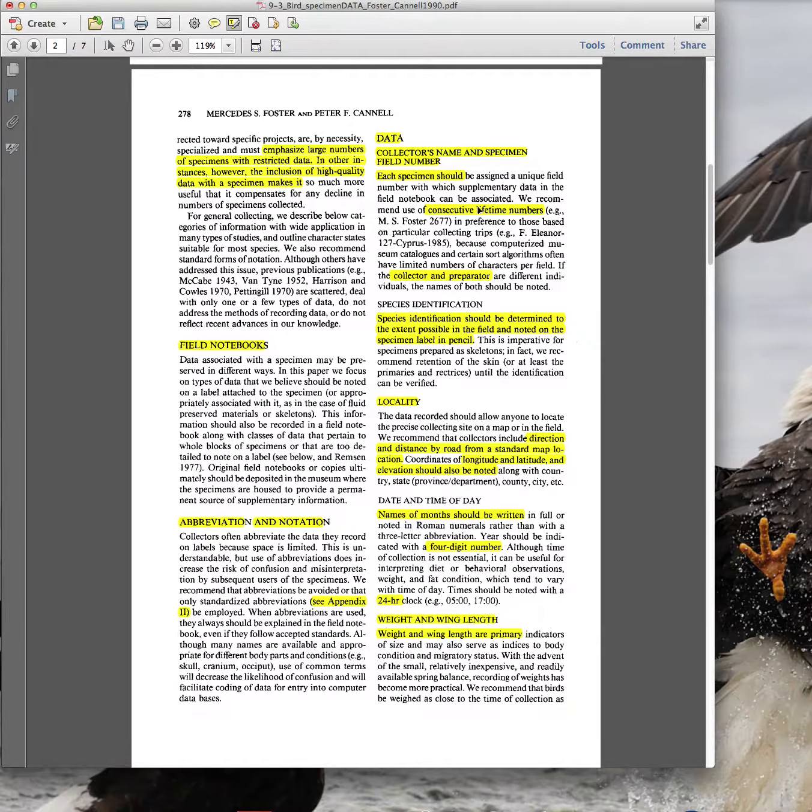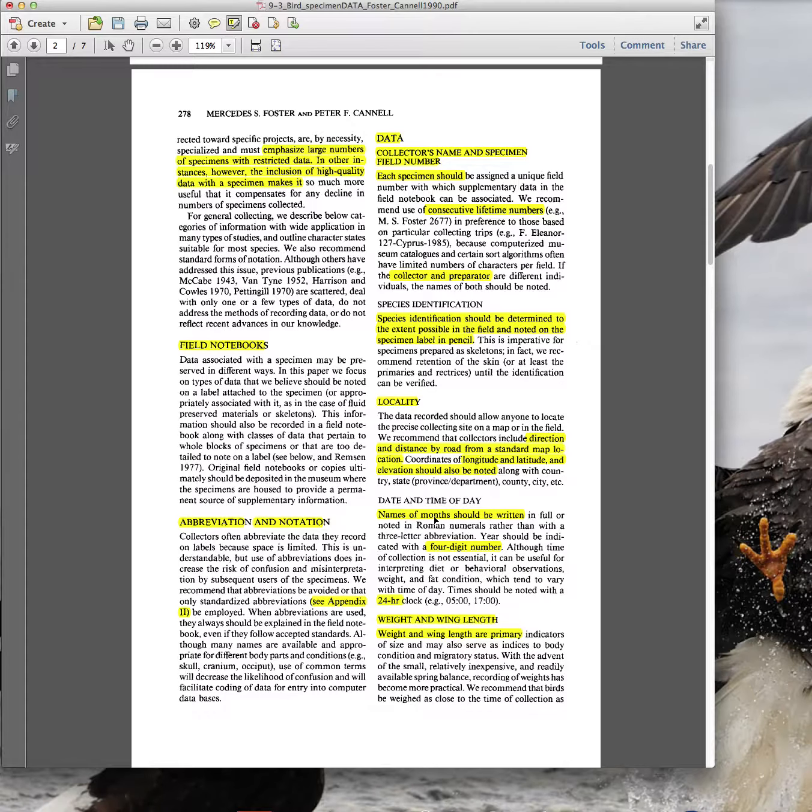They're going to mention how they think you should number your collections: consecutive from the first thing you collect to the last in your life. It starts at 1 and moves up. If the collector and preparator are different, they will have different names, maybe even different numbers. Then they mention that under species identification, you want to write the species ID in pencil. Think about why that might be true. And locality: I want you to know the difference between locality and habitat. Habitat will be talked about later. Note that you can use a GPS.